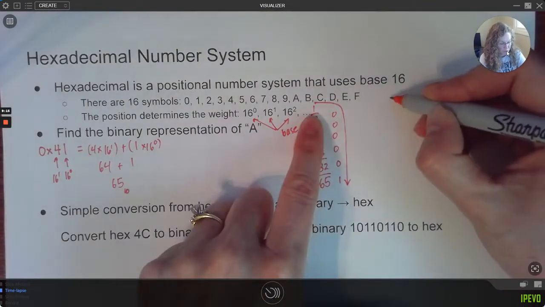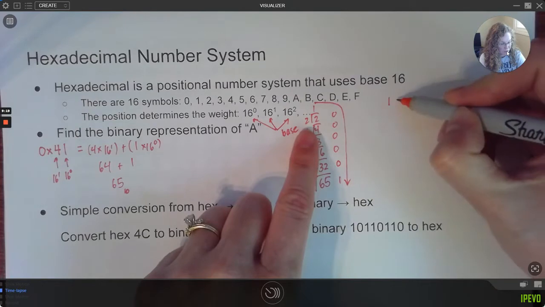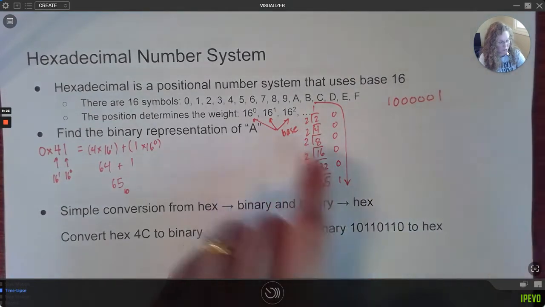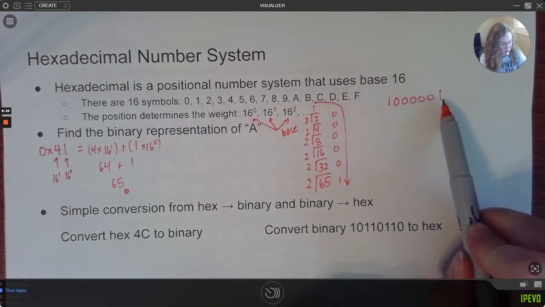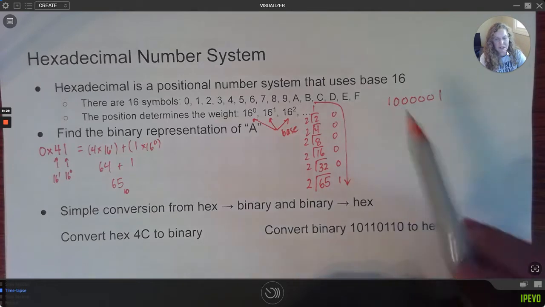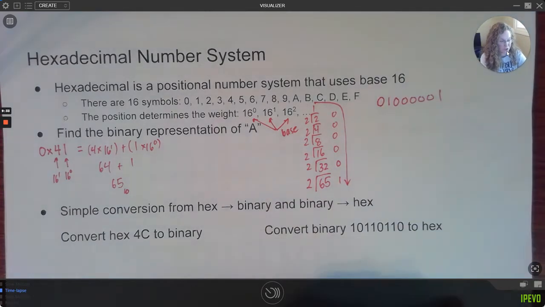Okay, so that would be 1, and then 5 zeros, and then a 1. Now that's a total of 7 bits. And in ASCII, we would actually have to use 8 bits and fill up a whole byte. So you can just put leading zeros on anything to make it into 8 bits or 1 byte.